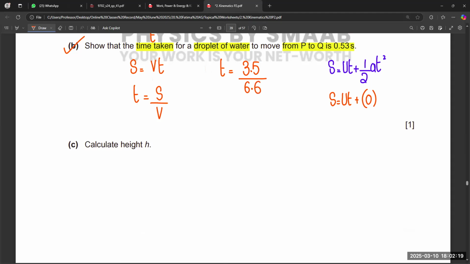6.6. Now it is correct. 3.5 divided by 6.6 equals 0.53. So it is proved.